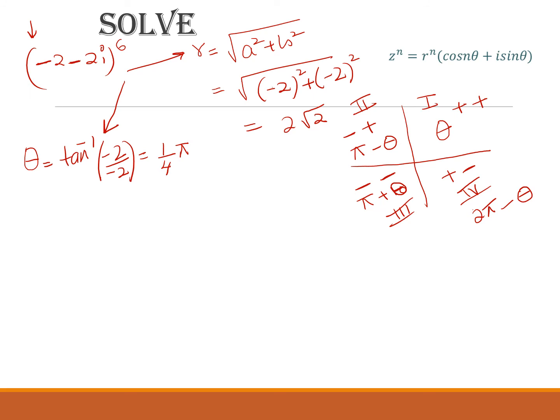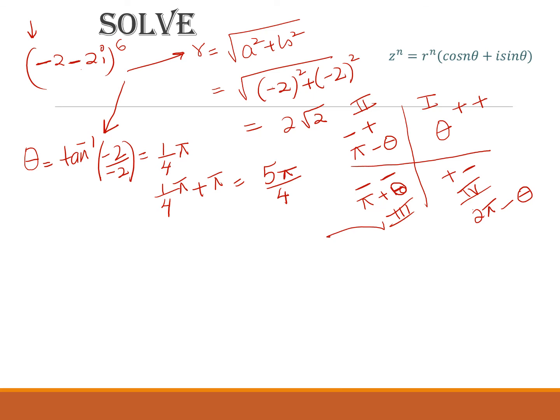So here you can see that minus 2 and minus 2 lie in the third quadrant, where we have to use the formula theta plus pi. It means whatever we get as the answer for theta, we have to add pi to it. And in this case, you will get 5 pi over 4. So hence 5 pi by 4 is your argument.